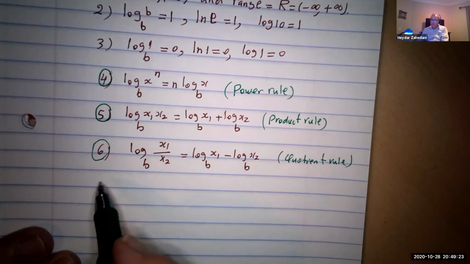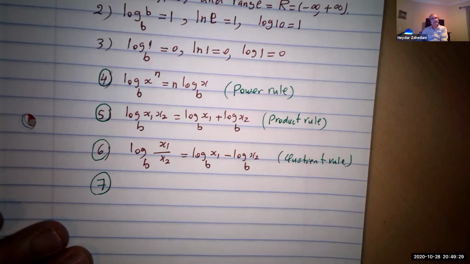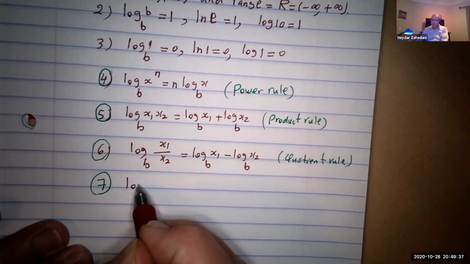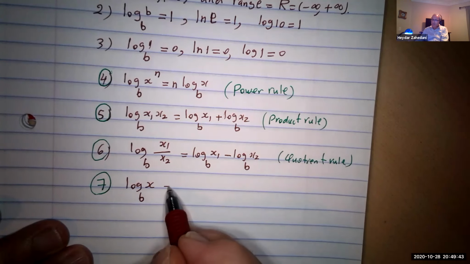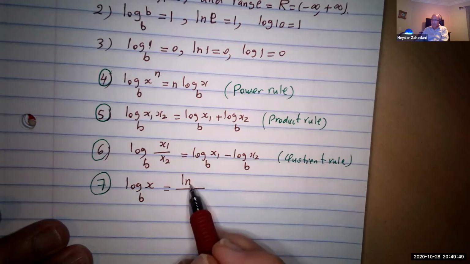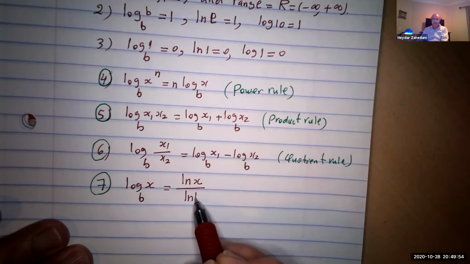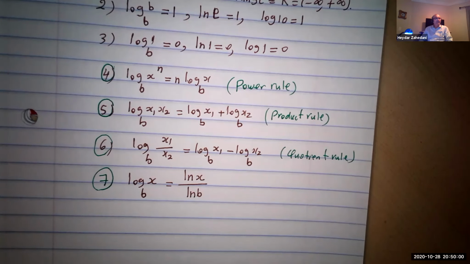Okay, and the last one is why we like the ln function rather than any other, and why we use it in calculus. Why? Because you can change it. If you have a log of x with the base b, you can rewrite it as ln of x divided by ln of b. You see, ln of b is a number. It's ln of 2, ln of 3, ln of 5. You can use your calculus and you'll find it.